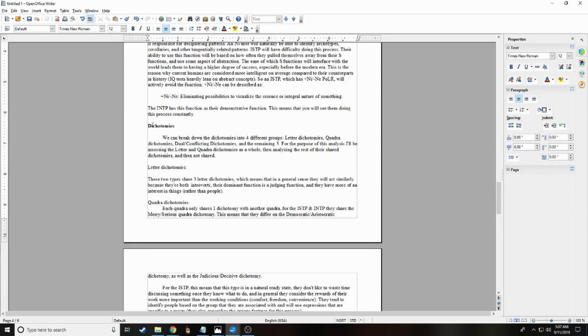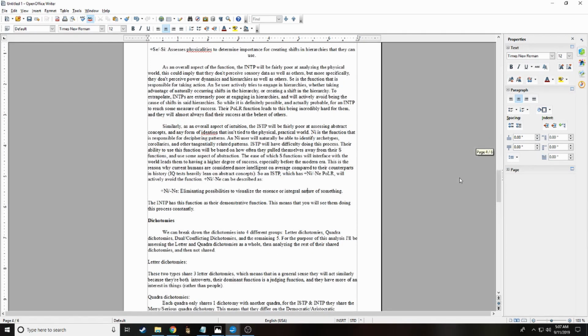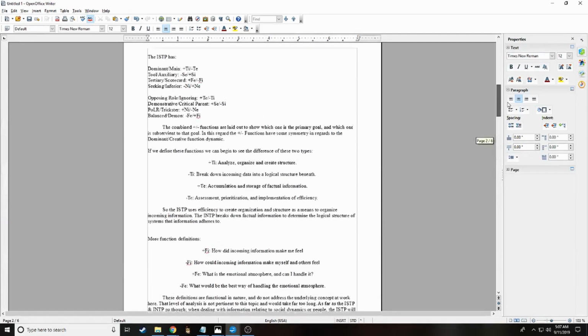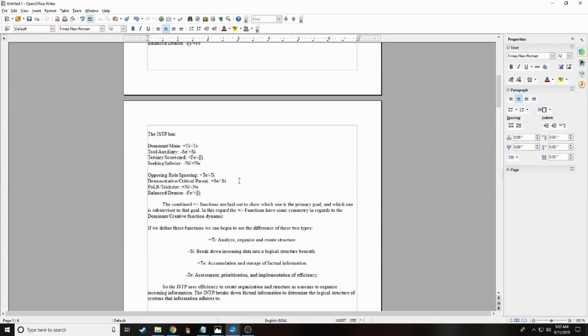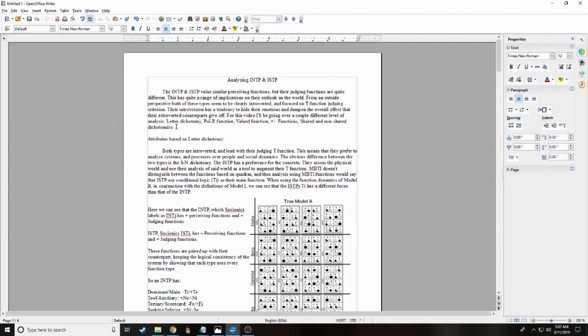Okay, for the dichotomies. So this is the end of the analysis of positive and negative function and the letter dichotomies, which we'll get further into a little bit below. We've talked about the polar functions and how they work, and we've talked about valued functions to some extent. We'll be talking more about valued functions in relation to the dichotomies, but for the most part, we're done with the positive and negative functions. We're done with the first aspect of the letter dichotomy. We should be done more or less with polar functions, and we're halfway through on the valued functions.